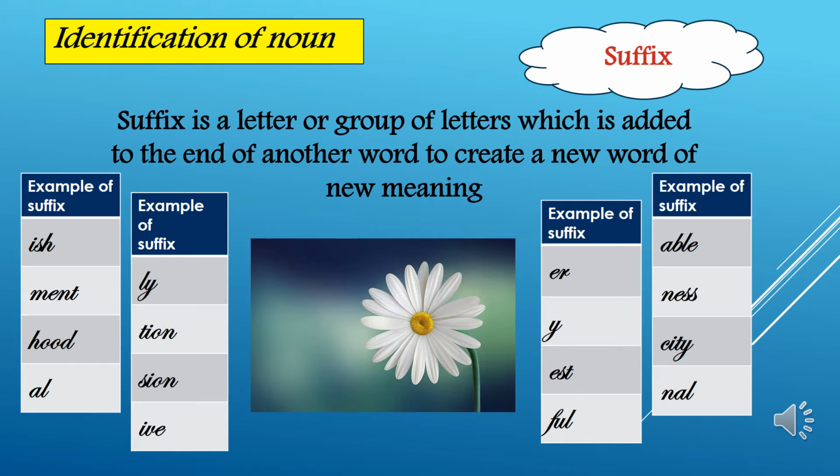These are only a group of letters, like ly, lee, tion, shun, sion, sun, ive, if, er, y. Look, this is only a single letter, y. And this is also a suffix if used the proper way. Est, full, able, ness, city, null. So these are all examples of suffixes. Let's see how they can form new words.